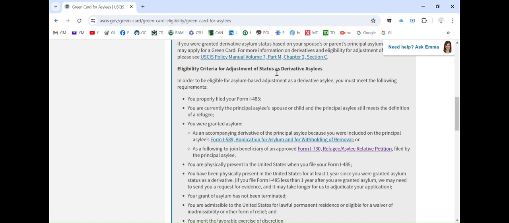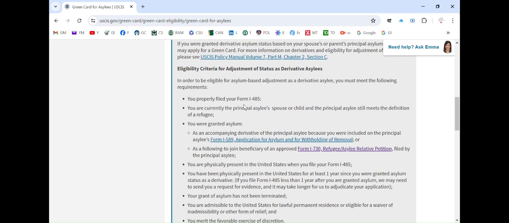So what are the things that will make you eligible? The following requirements you have to meet. You properly filed your Form I-485. This Form I-485 is the second stage of the green card. The first stage is doing the petition, and the second stage is filing Form I-485.